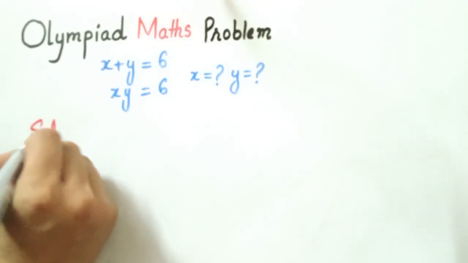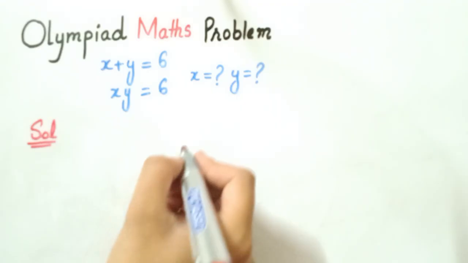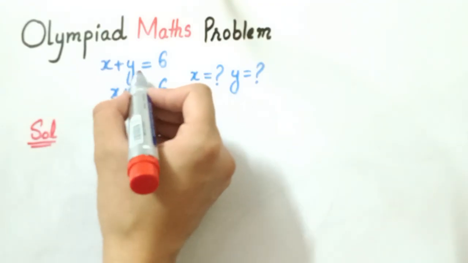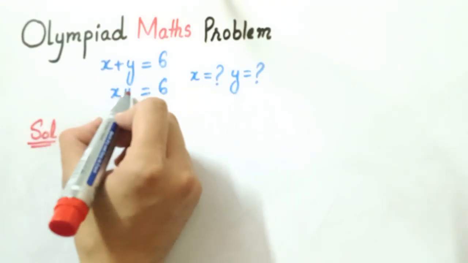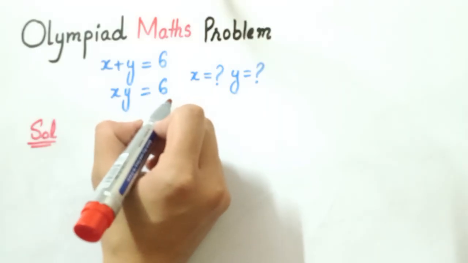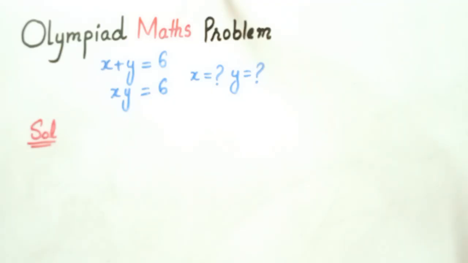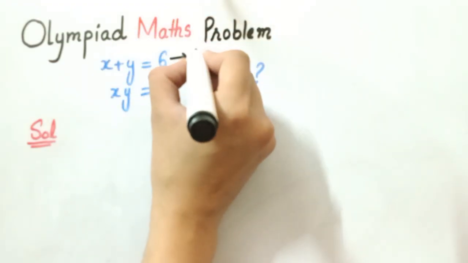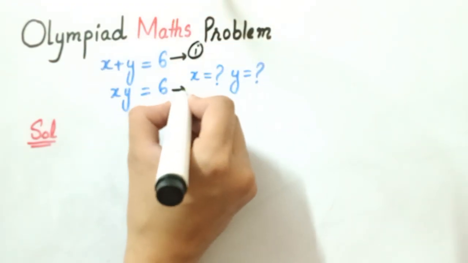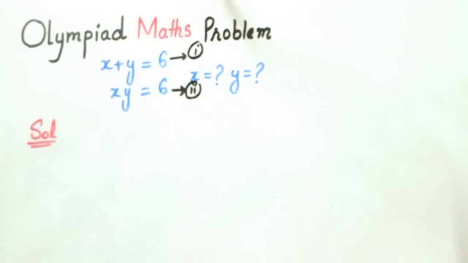In today's video, we will solve a very interesting Olympiad math problem: x plus y equals 6 and the product xy equals 6. You have to find the values of x and y. So how will we start solving this question? First of all, we will consider this as equation 1 and this as equation 2.